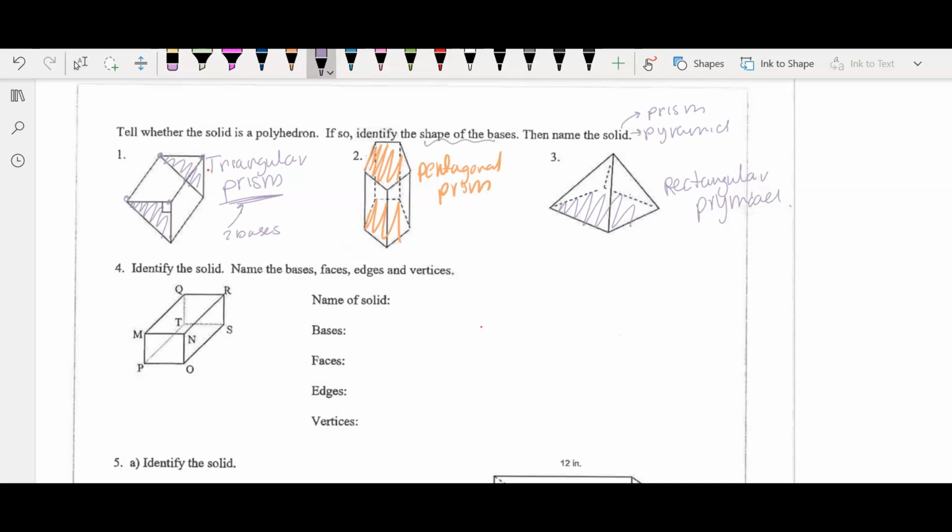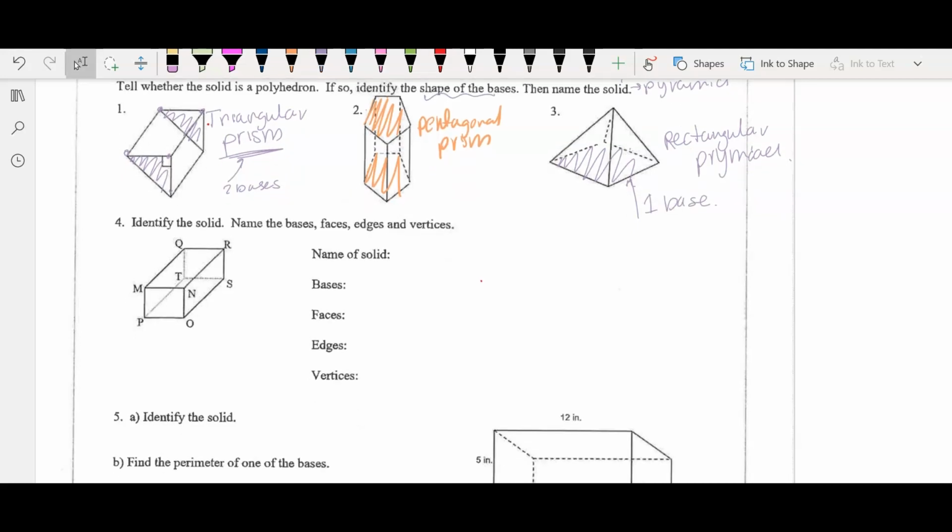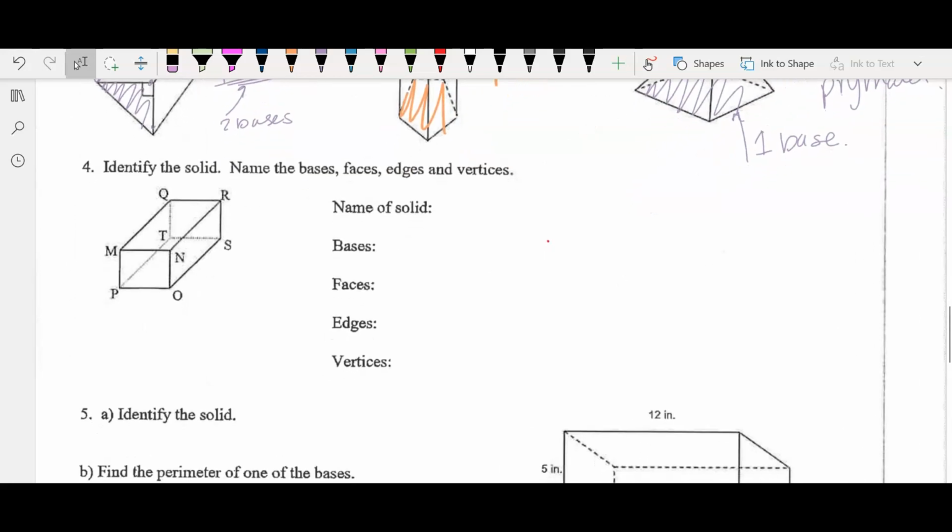Okay, and again, there's only one base. Next we're going to go ahead and identify the solid here and name everything. So the name of this solid, remember, you're looking for the two bases. That's your goal, to look for two, and I should say the two of the same shape. And again, the bases only happen twice, okay?